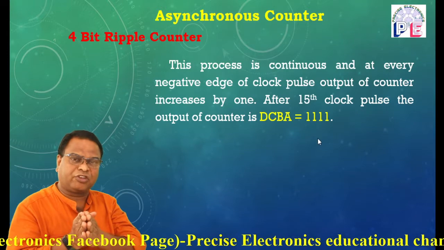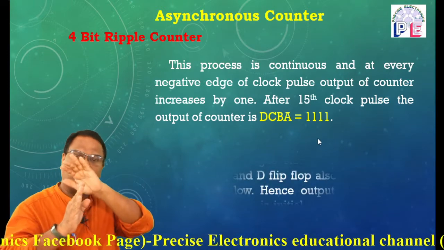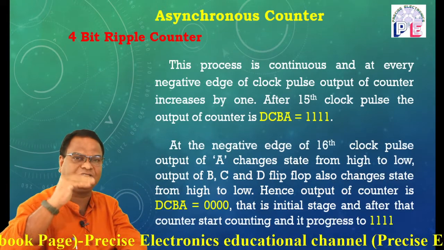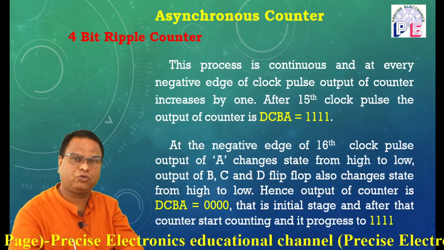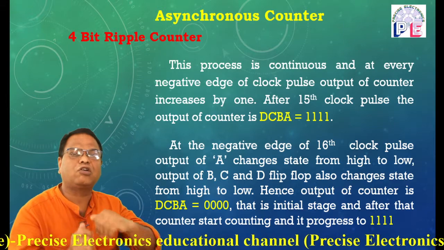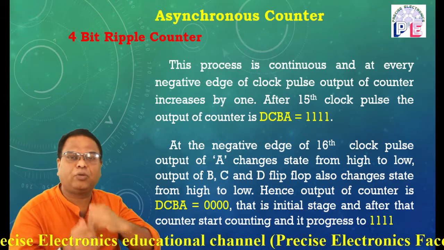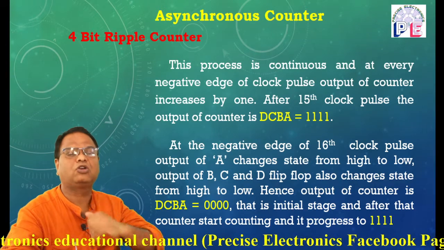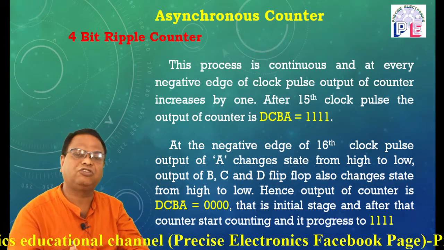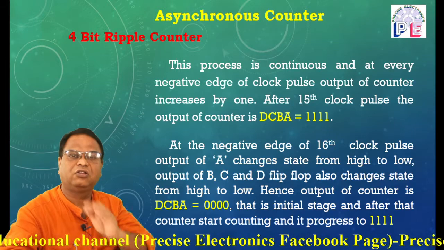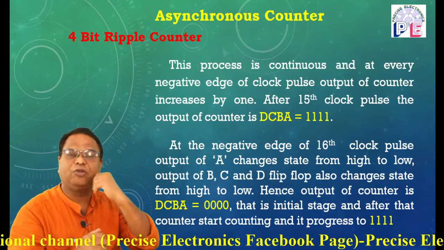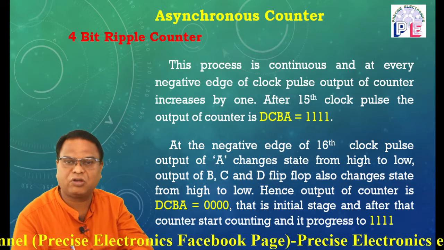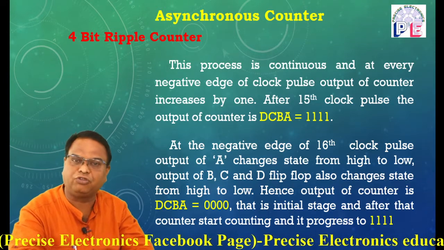At the negative edge of the 16th clock pulse, A flip-flop toggles and changes its state from 1 to 0. It is at high level, set. A changes from 1 to 0. This negative edge toggles B flip-flop. The transition of B occurs from 1 to 0. This negative edge of B toggles C flip-flop. The transition of C flip-flop occurs from 1 to 0. Negative edge of C flip-flop toggles D flip-flop. So transition of D flip-flop occurs. It changes state from 1 to 0.